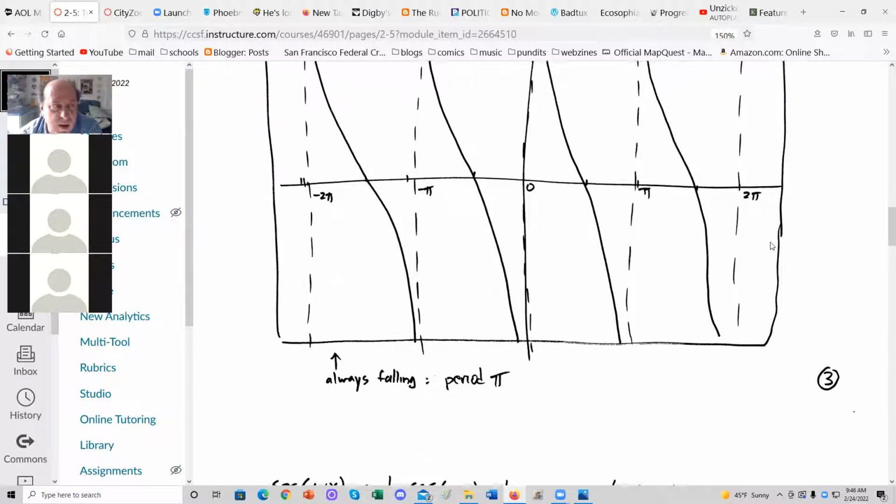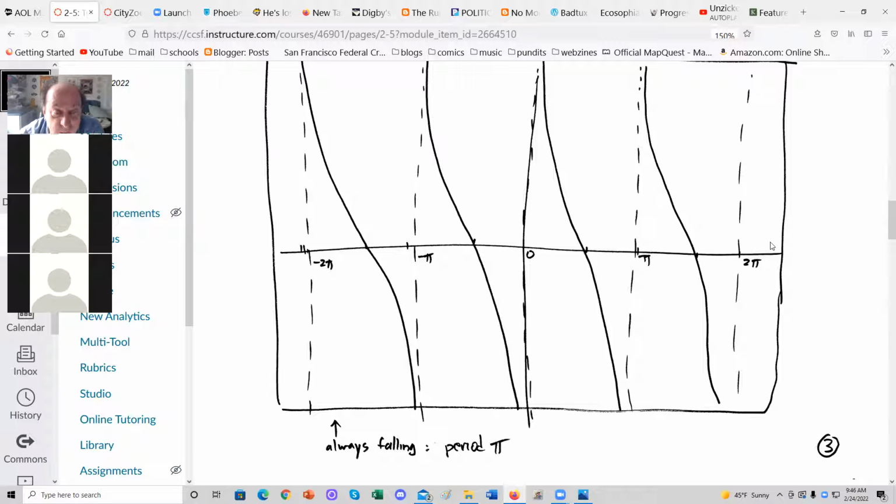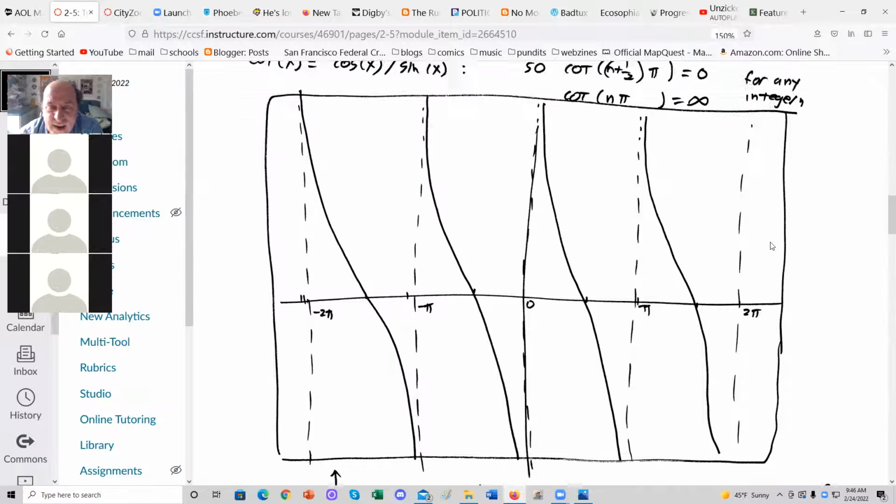Can you explain how you got those answers? I'm sorry? Can you explain how you got those answers again? Which answers? It says like equals 0 and equals infinity. How did you get those?